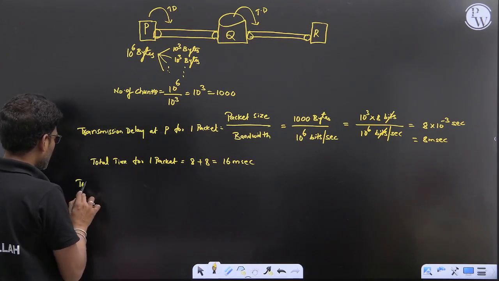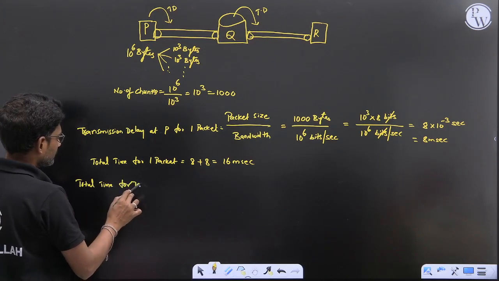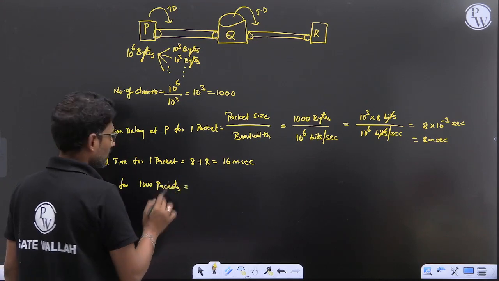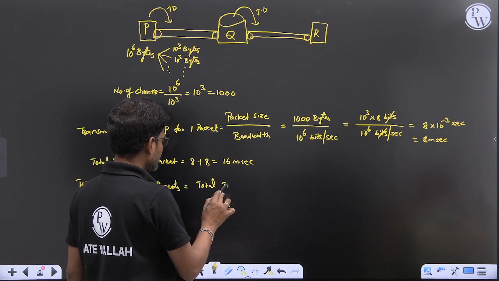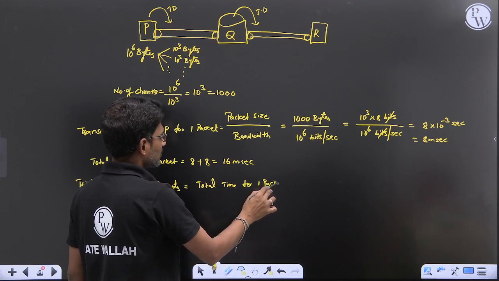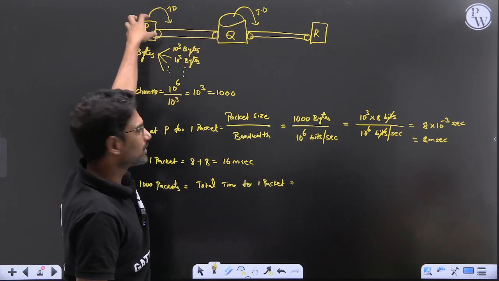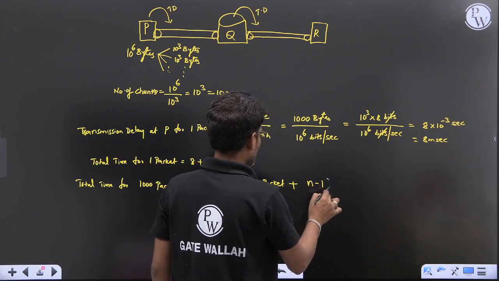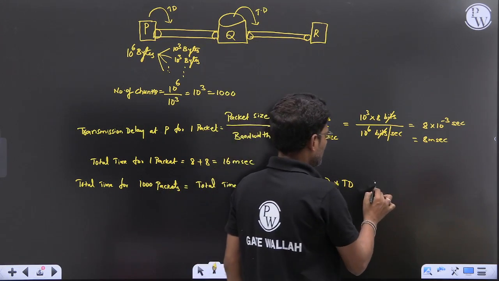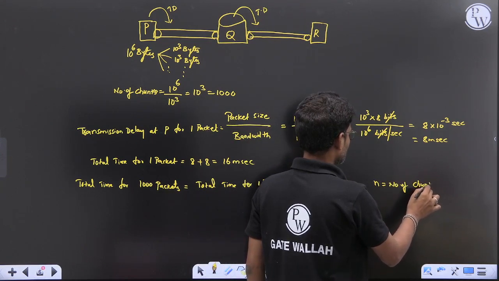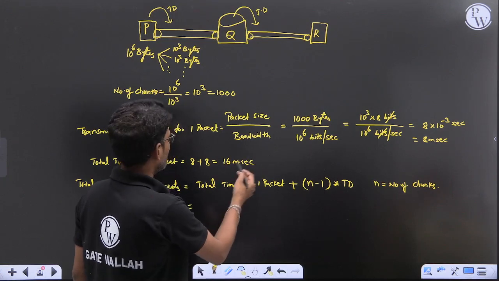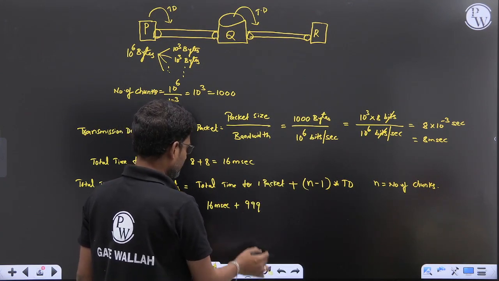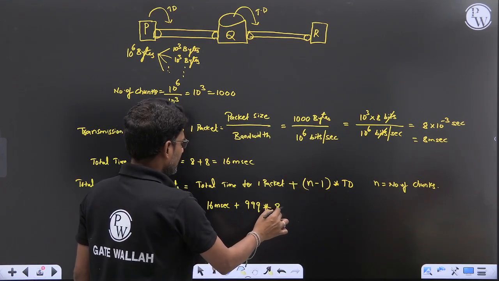Now, the total time for 1000 packets will be equal to the total time for one packet, and for the remaining packets only one transmission delay, that is the transmission delay at the source, should be counted, plus the remaining n minus 1 packets, one transmission delay each, where n is the number of chunks. So this is the total time for one packet. We got 16 milliseconds plus 999 into one transmission delay, which is 8 milliseconds.